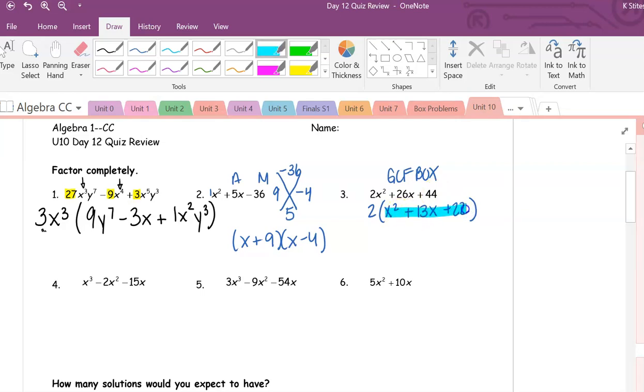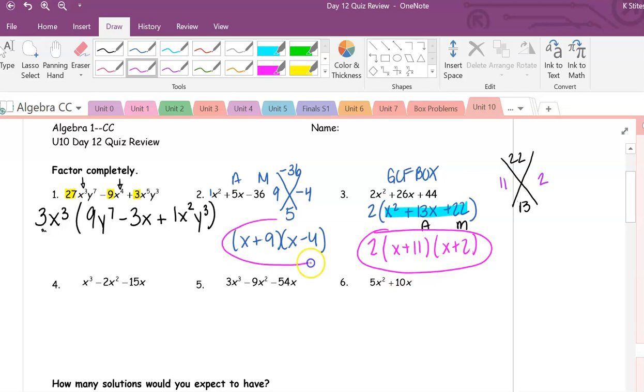Now I'm ready to do the box problem part of this. Okay, so add, multiply. I am multiplying to 22, and I'm adding to 13. Think about those numbers for a minute. They are 11 and 2. All right, so bring down your 2. Try that again. Bring down your 2, and then we have x plus 11, x plus 2. All right, and there you go. That's just your answer.